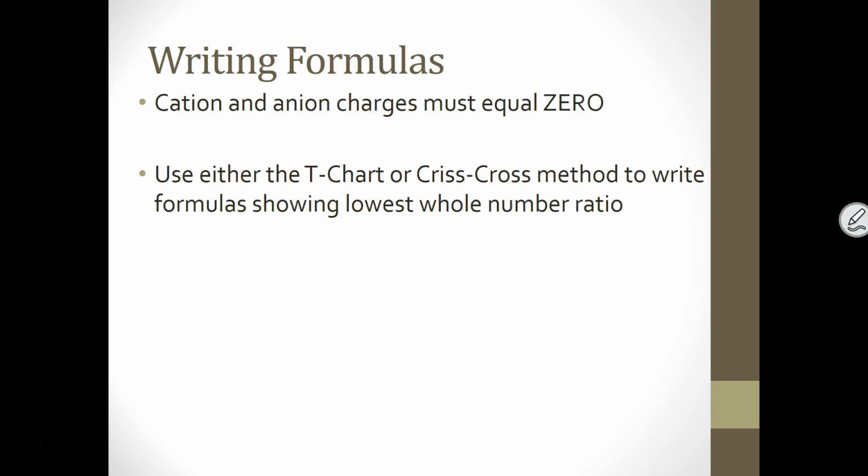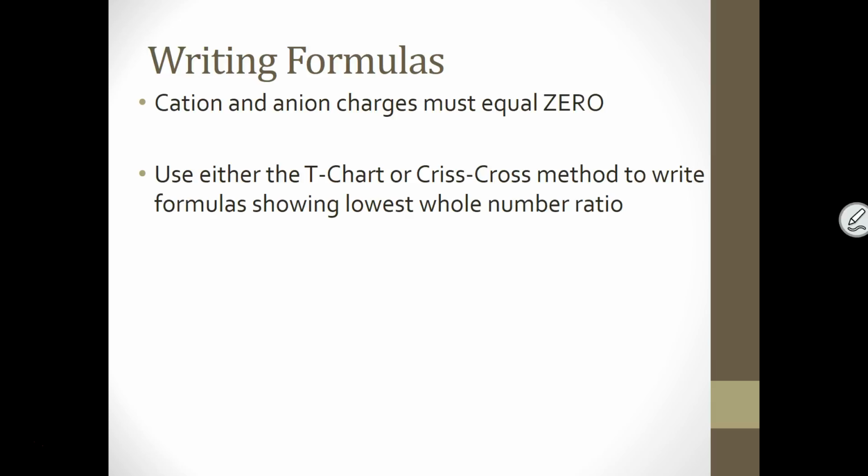Remember that for ionic compounds, we're essentially looking at cations and anions, and so make sure that the charges balance out to be zero. I'm going to show you two methods that we can use to write formulas and then eventually name formulas, and that's the T-chart method and the crisscross method.